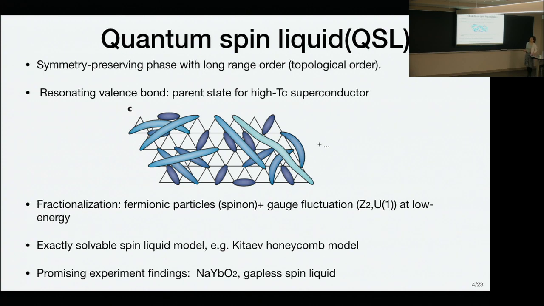And the exotic features of quantum spin liquids are emergent fermionic particles out of a bosonic system, the so-called fractionalization phenomena. And there are also accompanying gauge fluctuations at low energy.